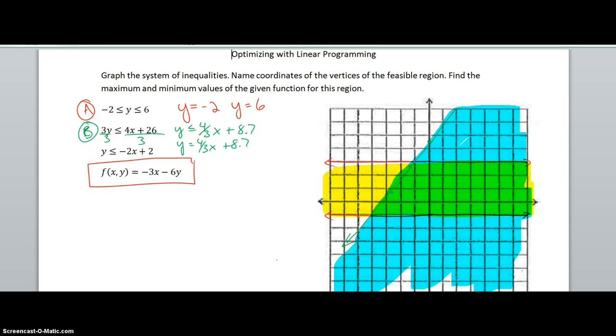Now the other way you can figure out which region you need to shade is you can plug in a point. So 0, 0 is definitely to the right here. If I plug 0, 0 into this equation, it's going to be 3 times 0 is less than or equal to 4 times 0 plus 26. So 0 is less than or equal to 26. And that is correct. So I shade the region where 0, 0 is the solution. So either way you want to do it is fine.